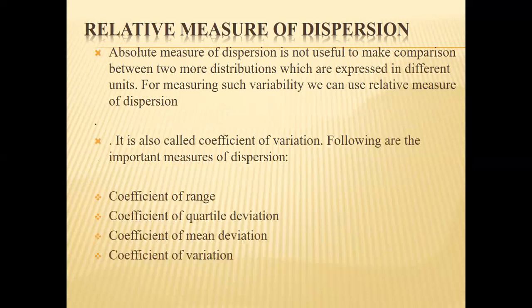The relative measure of dispersion: an absolute measure of dispersion is not useful to make comparisons between two or more distributions which are expressed in different units. For measuring such variability, we can use the relative measure of dispersion. It is also called the coefficient of variation. The following are the important relative measures of dispersion: coefficient of range, coefficient of quartile deviation, coefficient of mean deviation, and coefficient of variation.